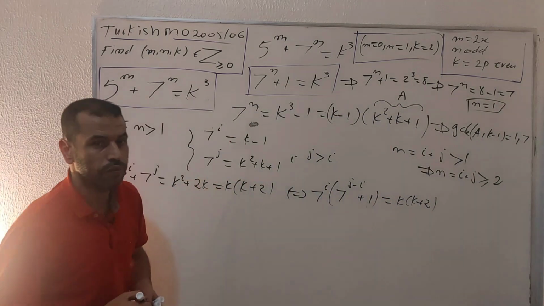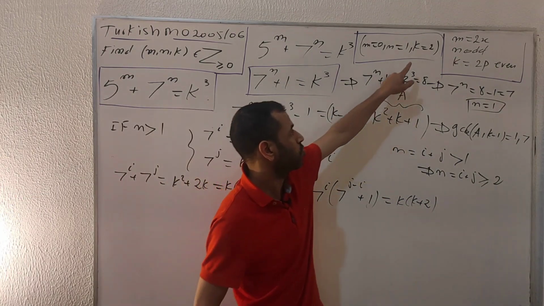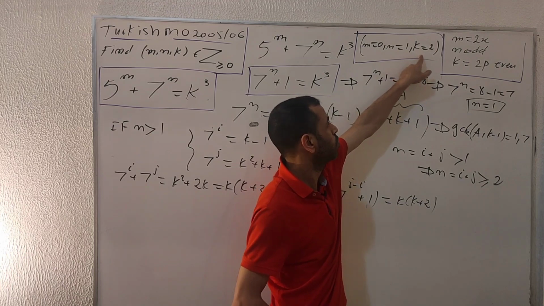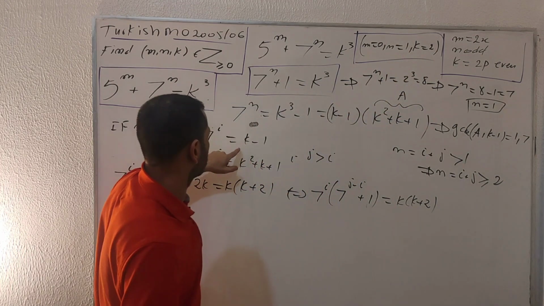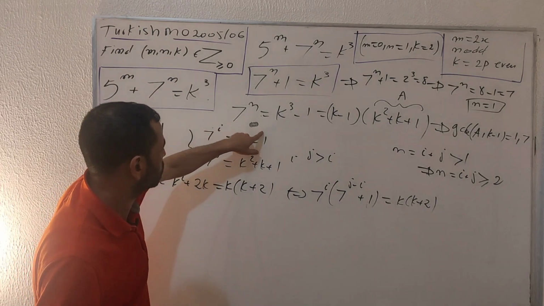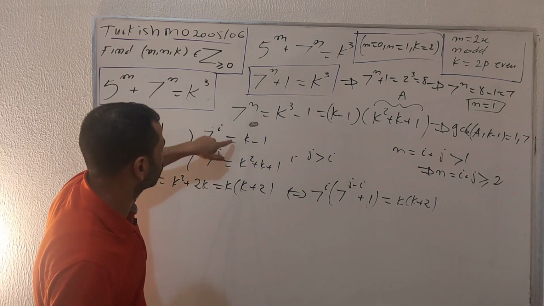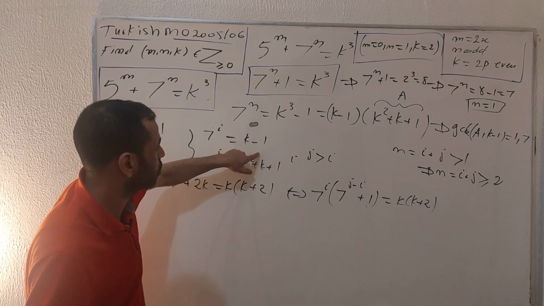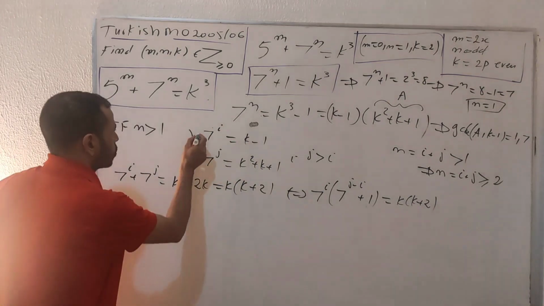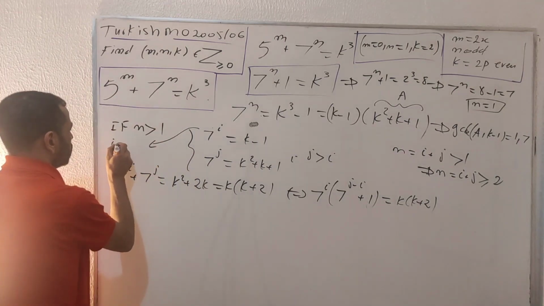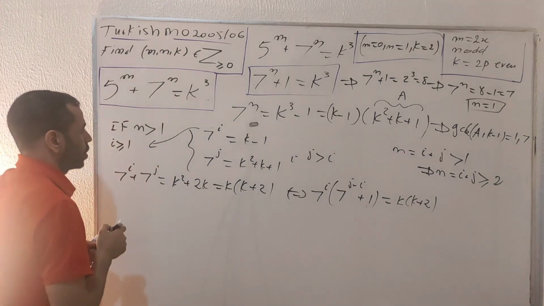Like this, okay? So based on the previous solution, we found k equals 2 when we have n equals 1. If I replace k with number 2 here, I will get 2 minus 1, which is 1, which means 7 to the i equals 1, which means i equals 0. But we are not talking about this case. We are talking about when we have n superior to 1, like this, okay?